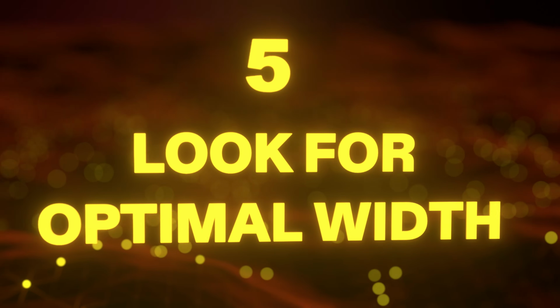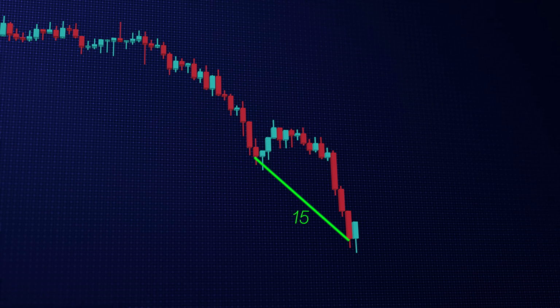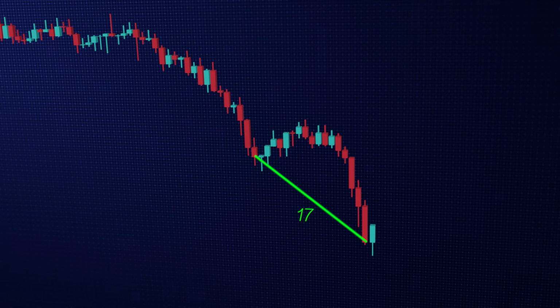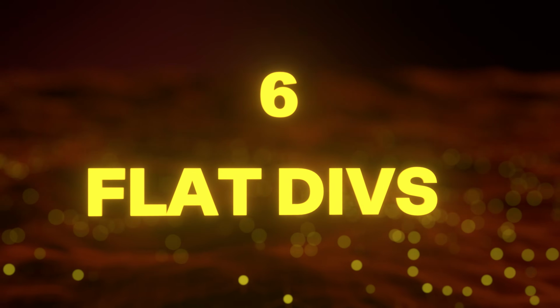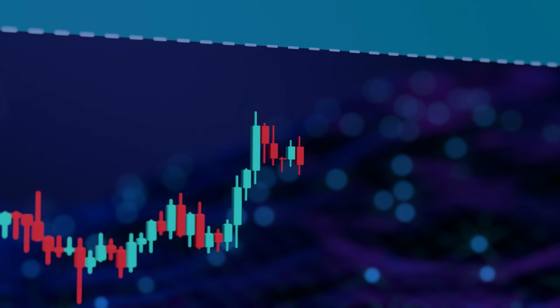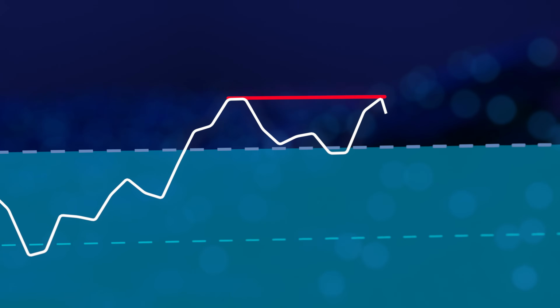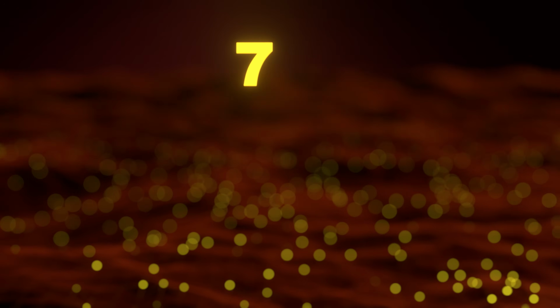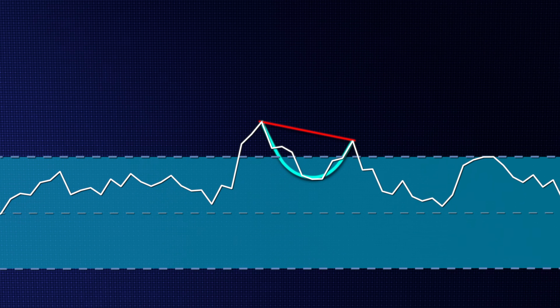Number 5, make sure it's not too wide or too tight. Between 7 to 15 bars is the sweet spot. That being said, don't be too rigid with this rule. If you're a bit under or a bit over, but still tick the other boxes, then you're still good to go. Number 6, flat divergences, otherwise known as flat divs. This is where price makes a clear directional push, whilst the RSI forms a divergence with equal peaks. These shouldn't be discounted as they are still valid divergences. Lastly, number 7, structure. This is basically about the visual shape of the divergence. You want it to be as clean an arc as possible.